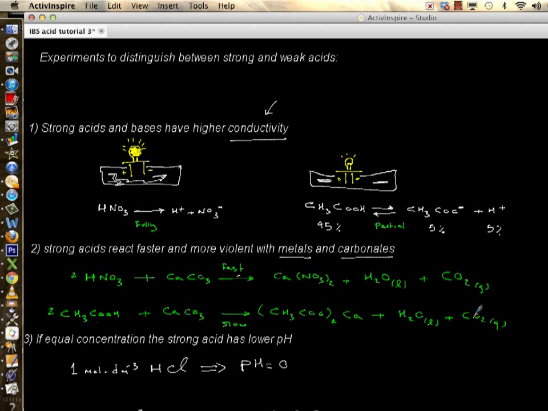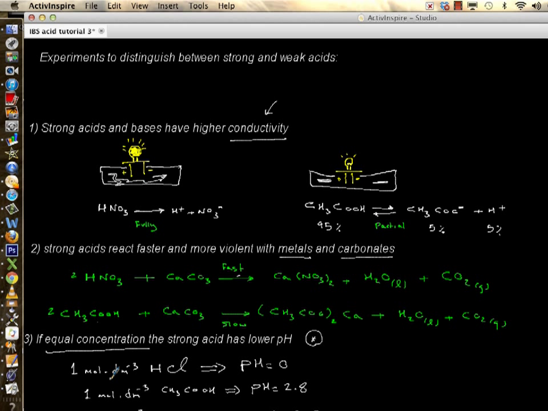The last thing to do, and you have to be very careful with this, is pH can be used, but only if they are equal concentration. If the concentration is not equal, you cannot make the comparison. For example, if you have 1 mole per decimeter cube hydrochloric acid, the pH is 0. But if you have 1 mole per decimeter cube of ethanoic acid, CH3COOH, and you put a pH probe through it, you will get a pH of 2.8 in that neighborhood.